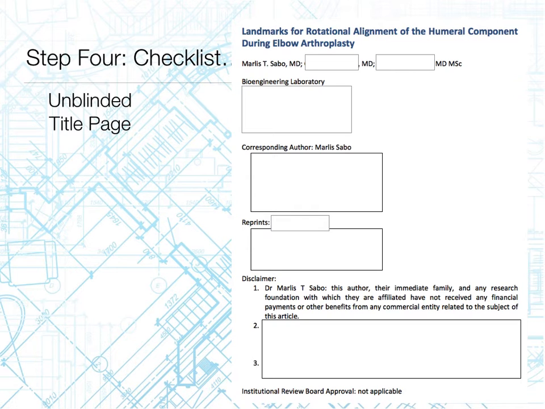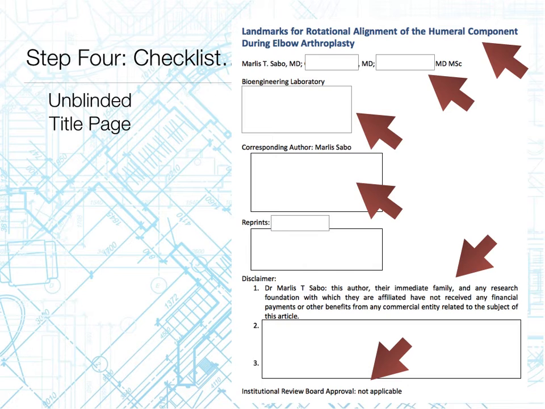Because you've taken all identifying information out of your manuscript, it all goes on a title page. Again, there will be nuances between journals, but it needs your full title, the running title, the authors in order with their highest degrees listed, the place where the research was done, corresponding author information, disclaimer, and research ethics board information. This is an old title page, and I don't really think anybody cares about reprints anymore.